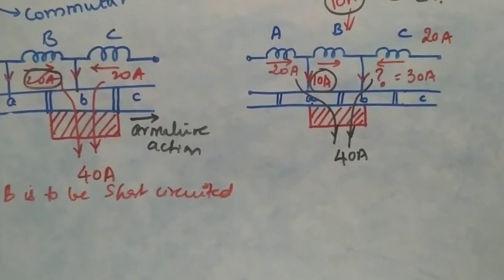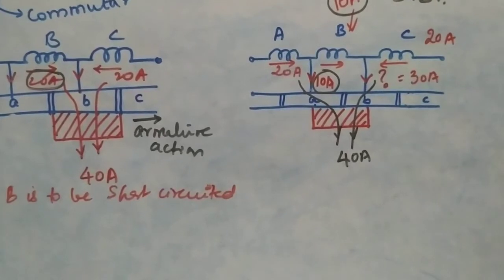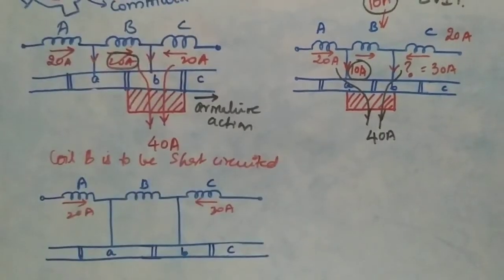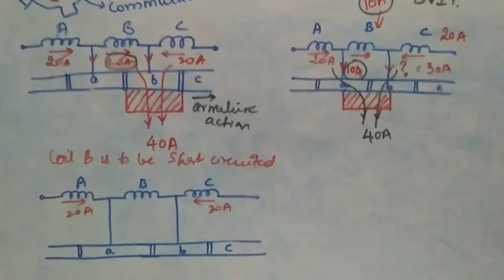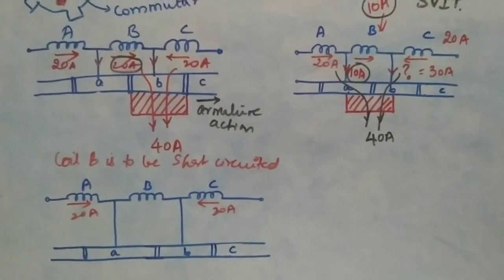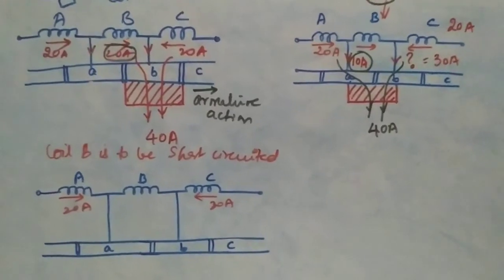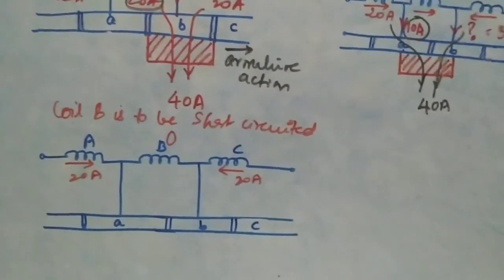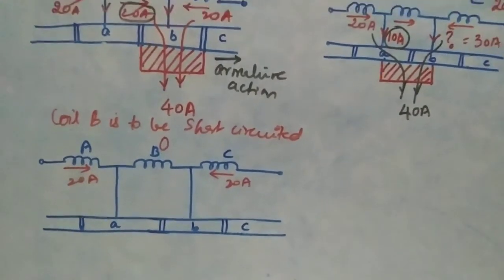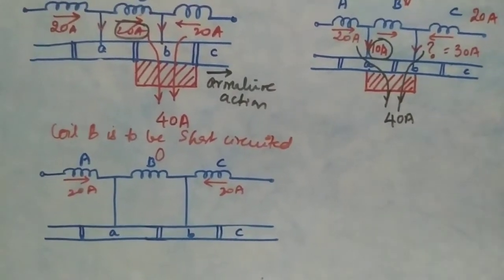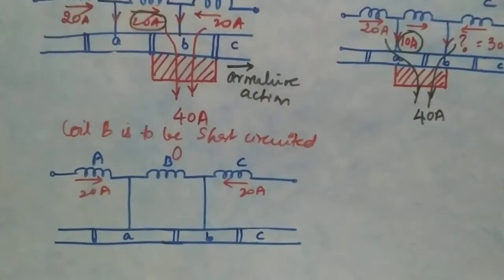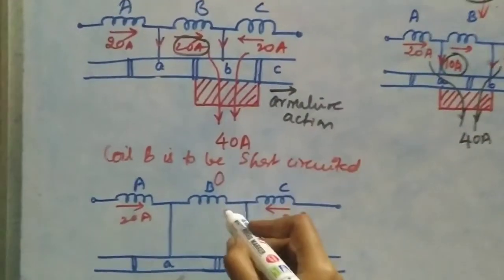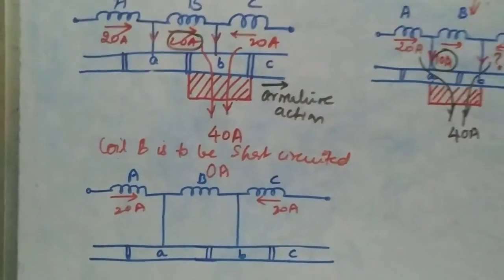Now if you find when the coil is in the middle of its short circuit period, what is going to take place? When the coil B is in the middle of its short circuit period, you will find that the current in the coil is getting reduced to 0. So when it enters the middle of the short circuit period, this 10 amperes is getting reduced suddenly to 0 amperes.